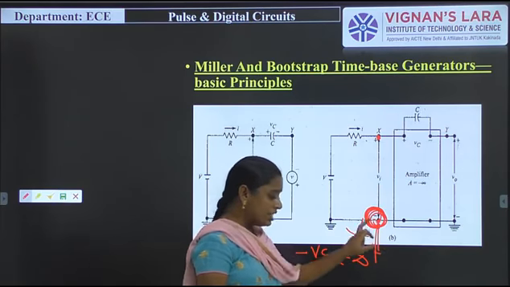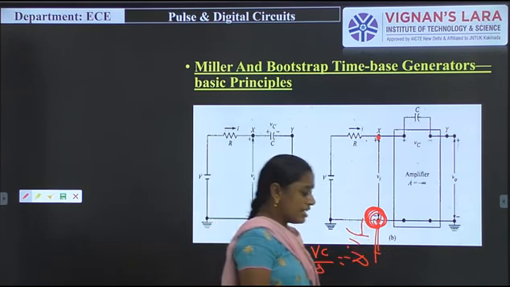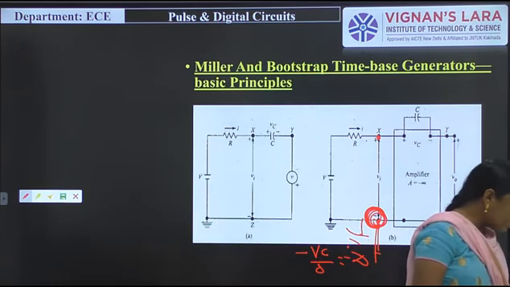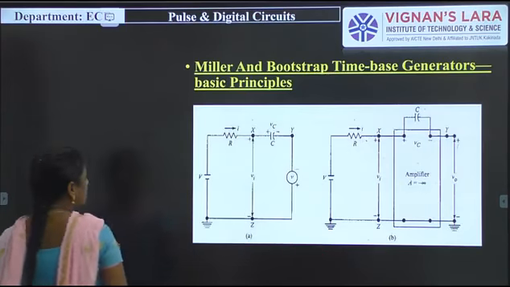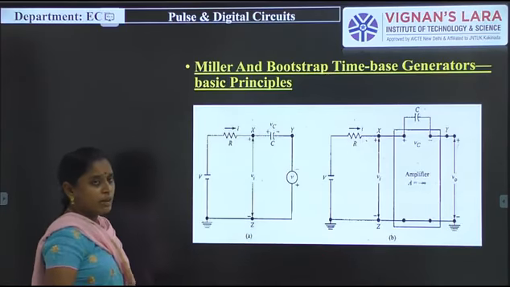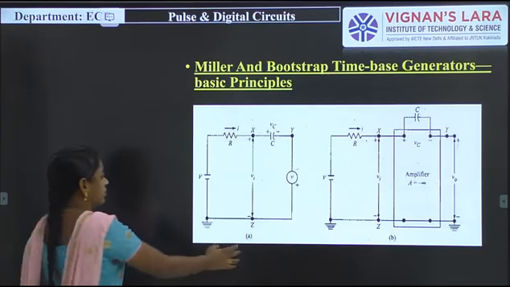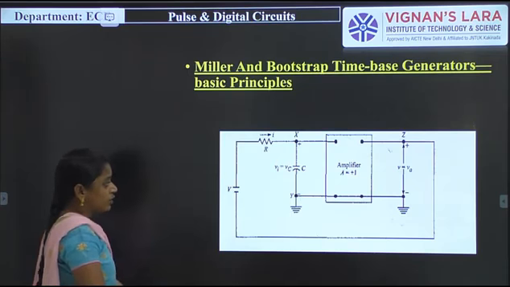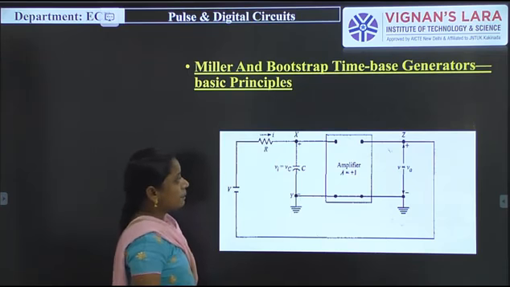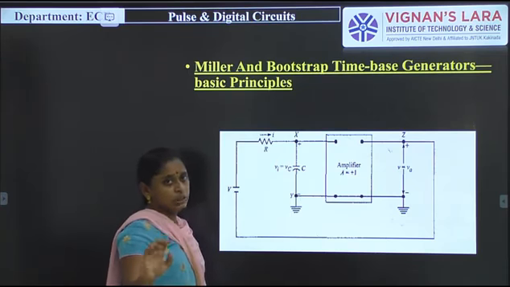So in this time this Z terminal acts as a virtual ground. And the next one is that this is the basic principle of the Miller circuit. So simply, in place of the amplifier, I am connecting a Miller sweep circuit. And the next one is the bootstrap circuit. So just in the previous one I am connecting Z to ground.